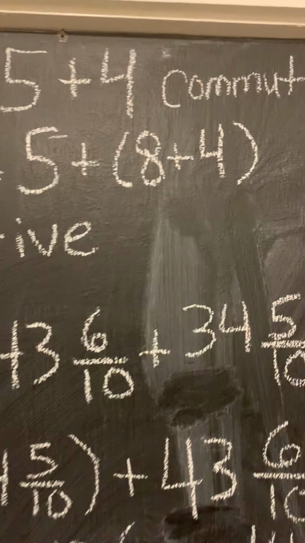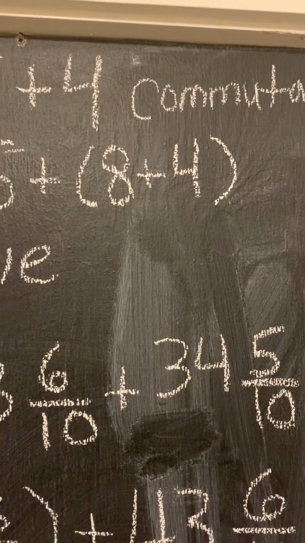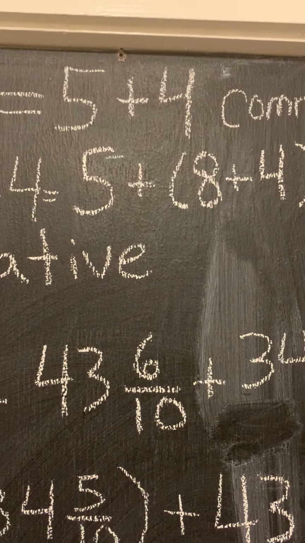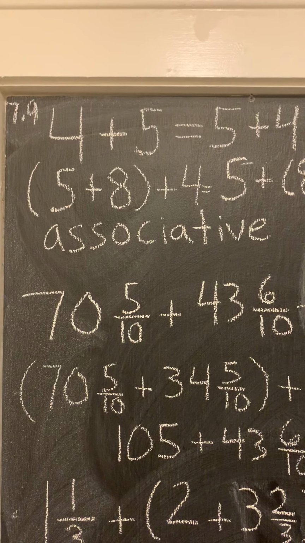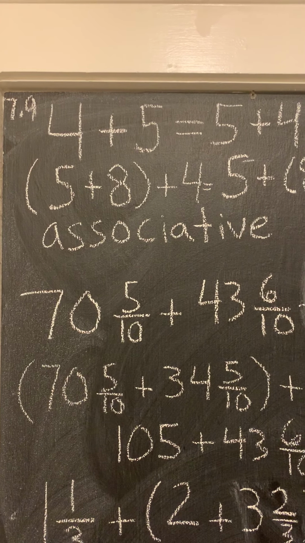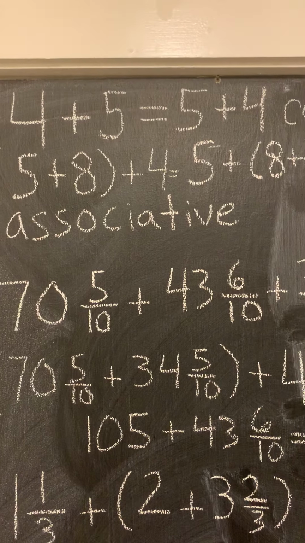Over here, well, let's do the parentheses first. 8 plus 4 equals 12, plus 5 equals 17. So essentially the associative property says that when you're adding numbers, you can put them in different groups and you'll still get the same answer.